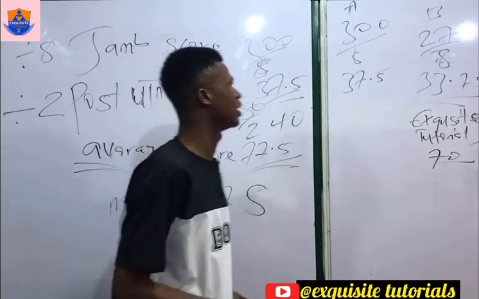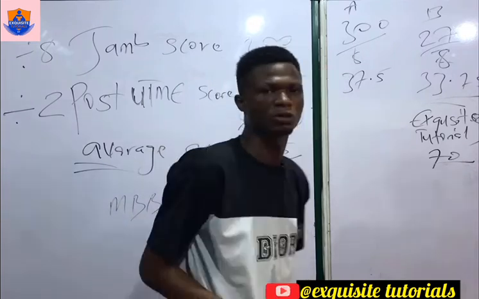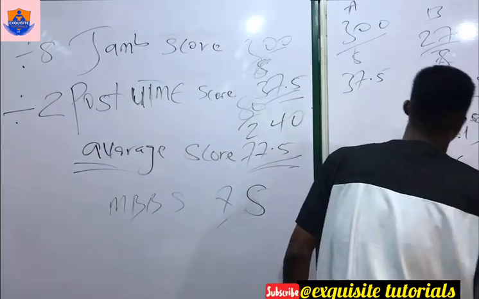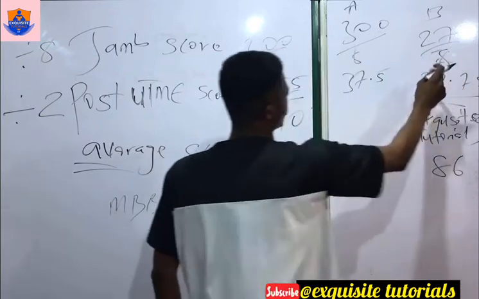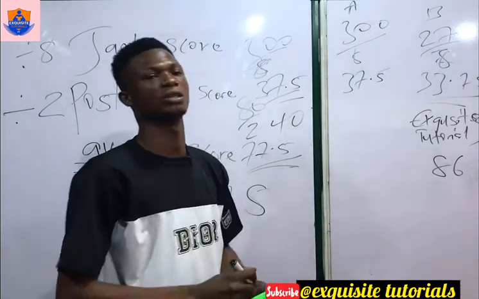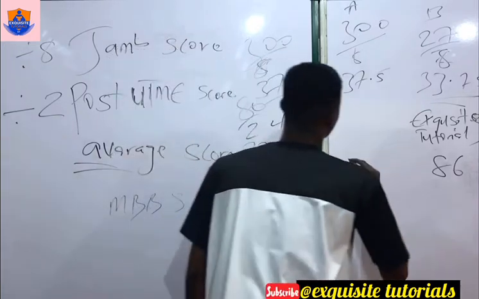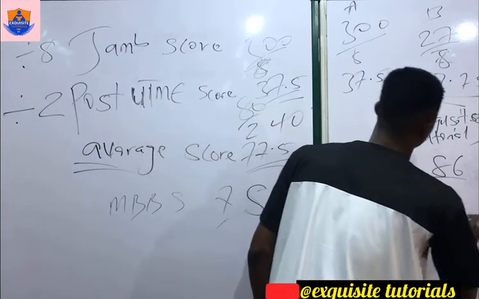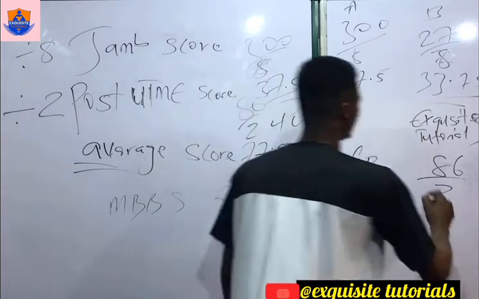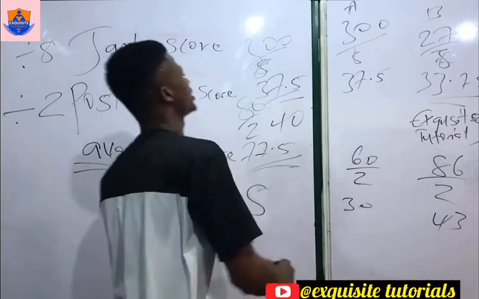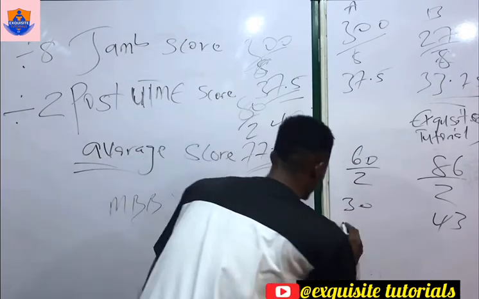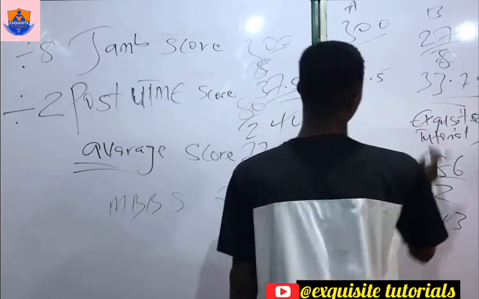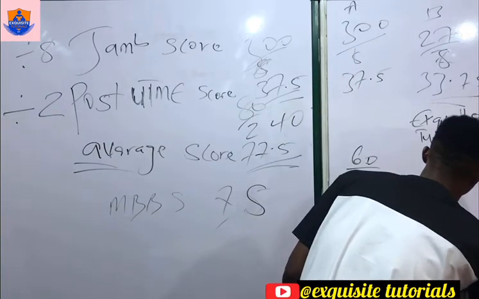Okay, let's say, for example, Mr. B comes across Exquisite Tutorials and Mr. B is a smart guy, very smart, he now gets 86 in his post-UTME. Now, this one is for JAMB. Then this Mr. A relaxed after getting 300, he feels he must have gotten admission. And he now gets 60 in his post-UTME. Now, if you divide 86 by 2, it is giving you 43. 60 divided by 2 is giving you 30. By the time you add up the JAMB and post-UTME parts, you are getting 76 already.